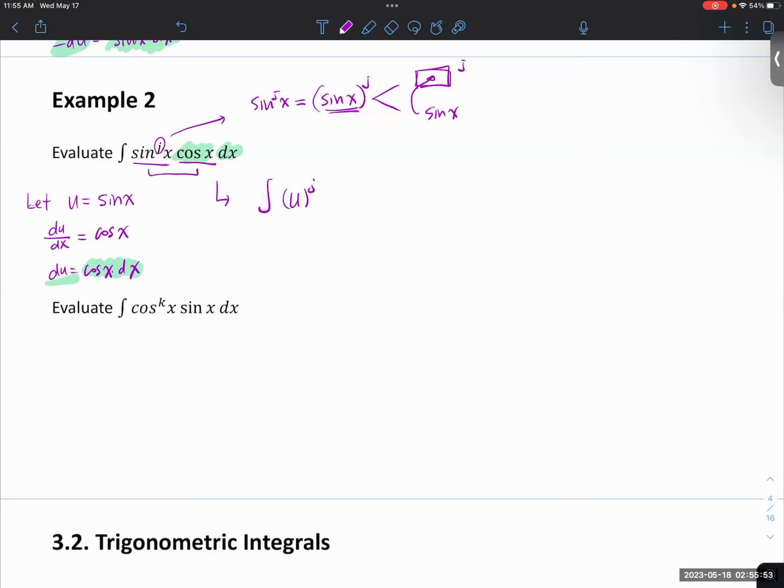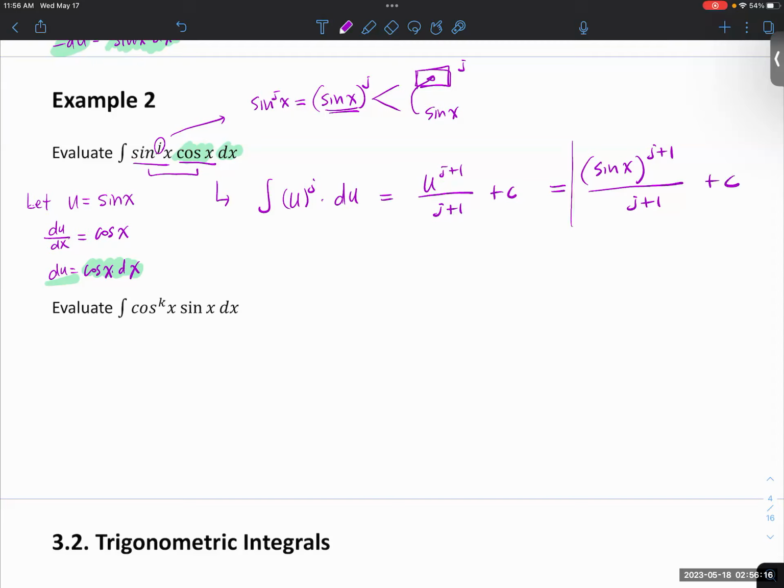Because sine x has been subbed, and then we have cosine x dx, that's a du. So according to the integral, u^(j+1) divided by j plus 1 plus c, you can go back to the x variable. U was sine x, so it is sine x to the j plus 1 over j plus 1 plus c.